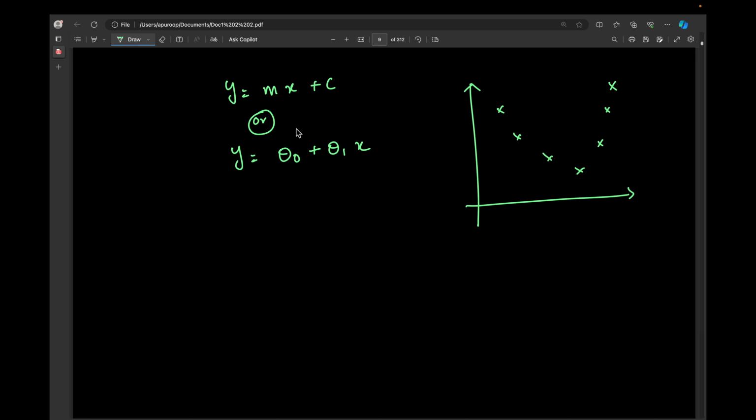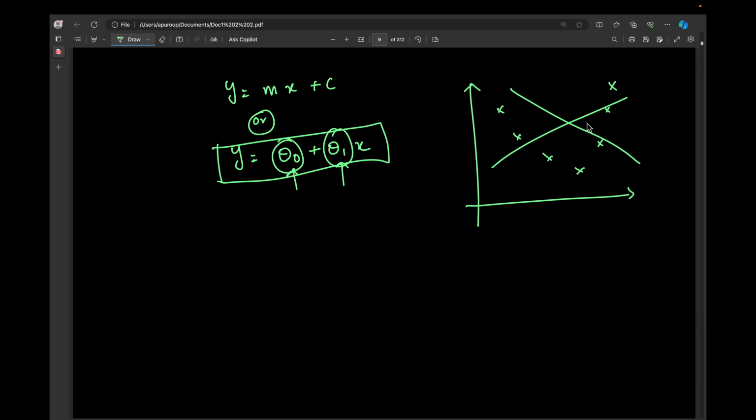But if we see, this is the equation of a straight line. So with the change of these two values, theta naught and theta 1, we can only obtain lines. We can obtain any kind of line, but with these lines, the maximum R2 score that we can get will be very low, because if you draw any line, it will not be near most of the points.